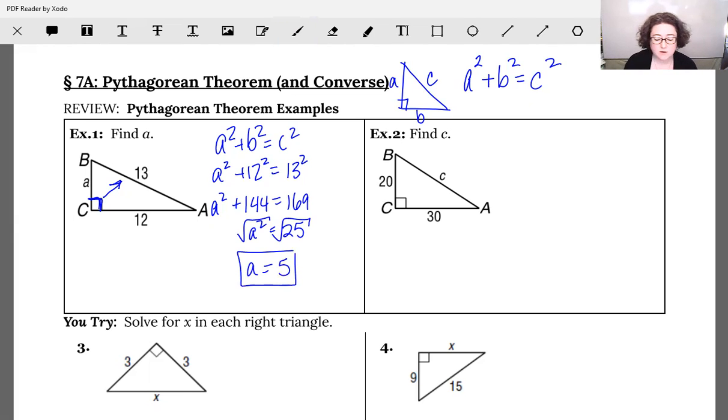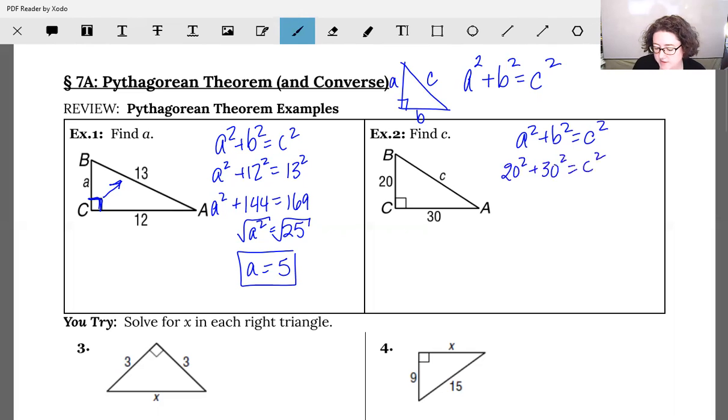Okay, in our second triangle, we have two legs filled in, and we're missing the hypotenuse on this one. So we're still going to start the same way. a squared plus b squared equals c squared. But in this case, we know both of our legs, so we're going to fill those in for the a and the b. Again, the order doesn't matter as long as those are on the same side of the equation. So 20 squared plus 30 squared equals c squared. 20 squared is going to give me 400. 30 squared will give me 900. How did I do those so quick?